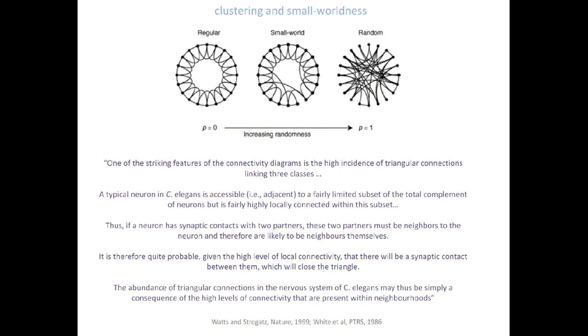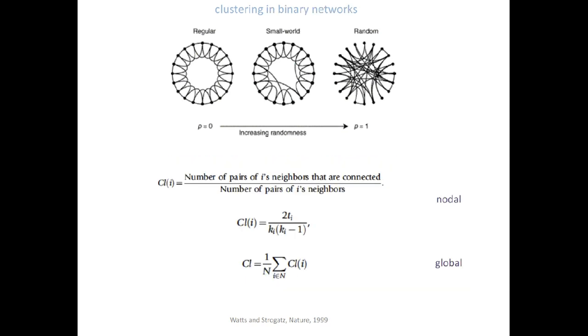And then over 10 years later, Watts and Strogatz developed a method for quantifying this tendency that's generally applicable to all different types of networks. So how do we actually measure this? Well, the basic idea is that we take a node, node i, and we look at the pairs of node i's neighbors that are connected, so the number of closed triangles, as a ratio of the total number of node i's neighbor pairs. So formally we can write this as this expression.